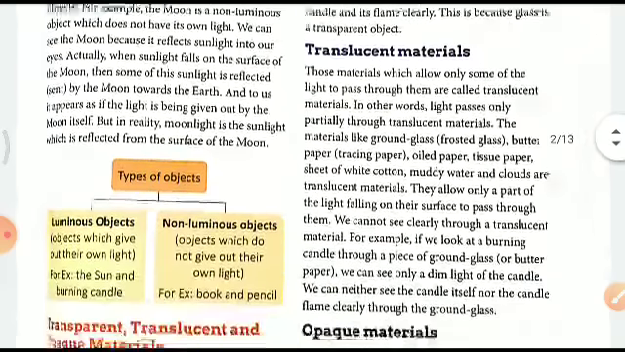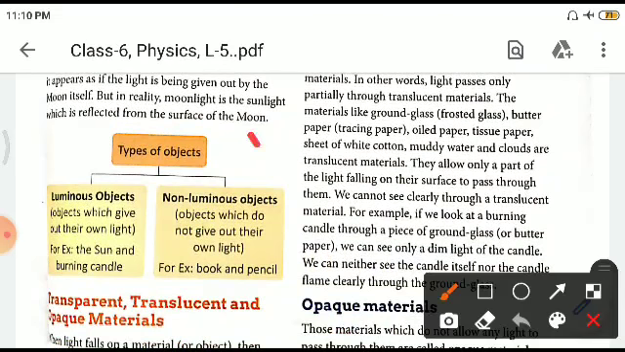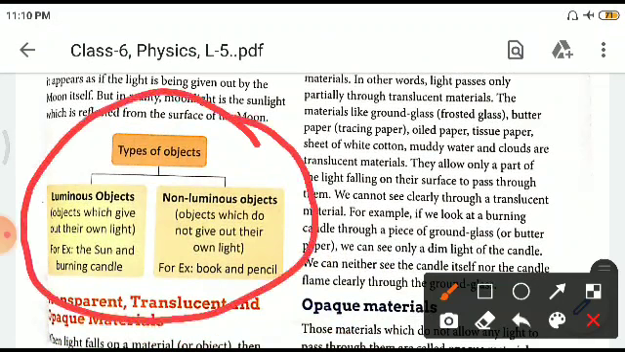Okay, now see the types of objects: luminous objects and non-luminous objects. Children, you just need to learn this much with examples. This is super important. See, luminous objects give out their own light, for example the sun, a burning candle.